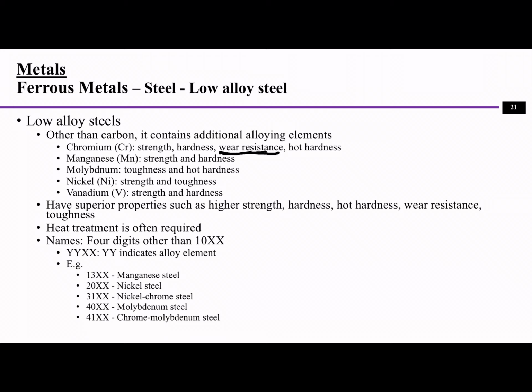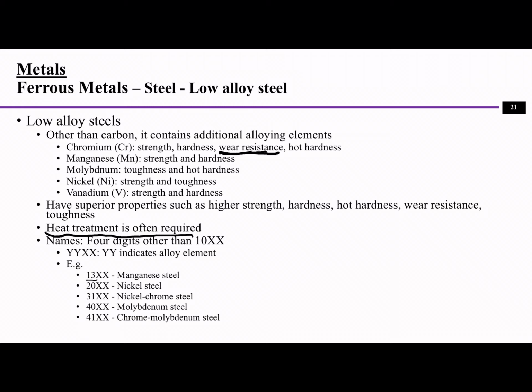All right, for low alloy steels, usually because it does not really contain a lot of alloy, the properties compared to standard alloy steels are actually not really high. So that's why heat treatment is often required. And for the naming of those, with different ingredients or different alloy elements, they also have different names.